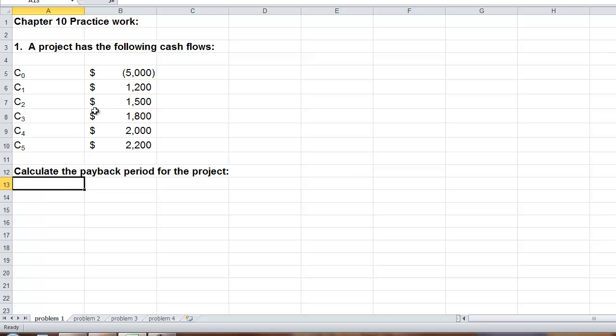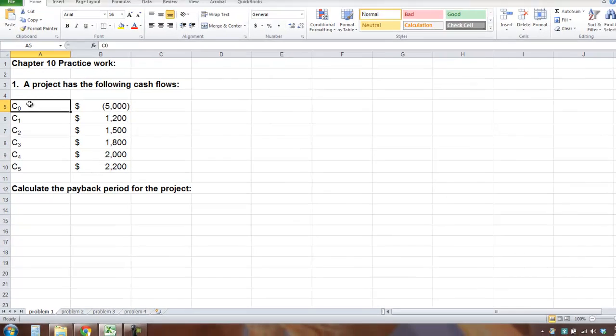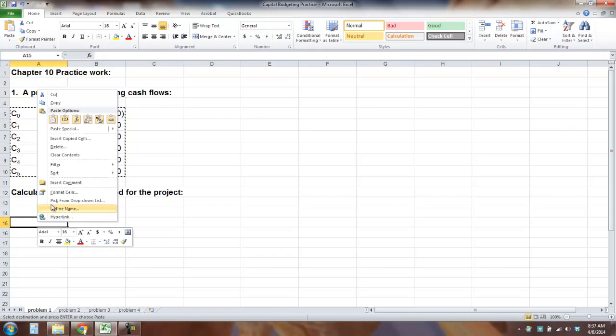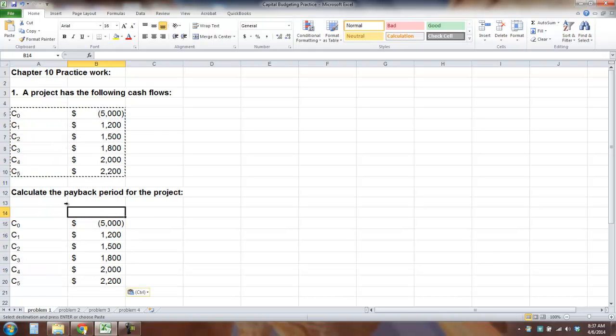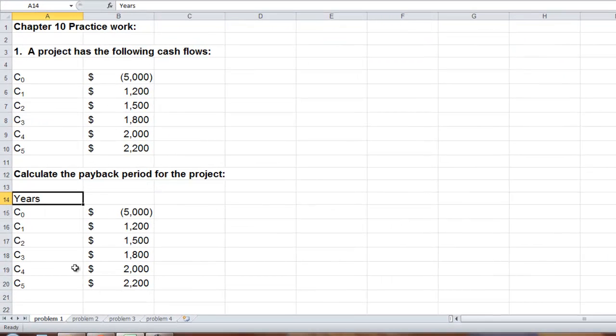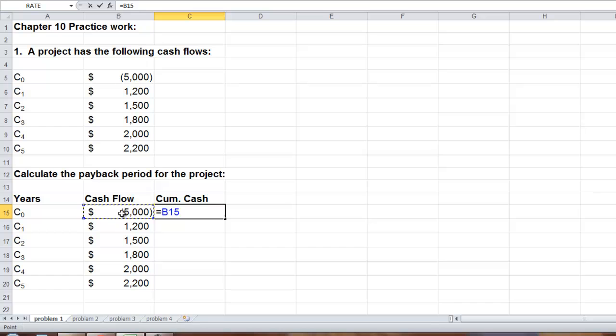So the goal of this capital budgeting is the payback period. So calculate the payback period. In order to calculate the payback period, I'm going to copy this information and paste it below. This is years. This is cash flow. Next to the cash flow, I'm going to do cum cash, which is cumulative cash flow. In order to calculate payback period, we have to know when the cumulative cash flow goes from negative to positive.